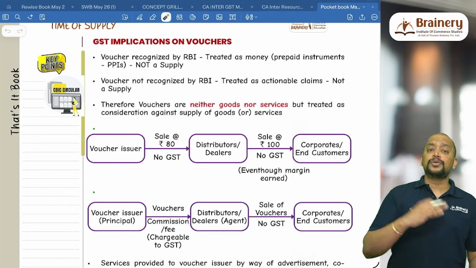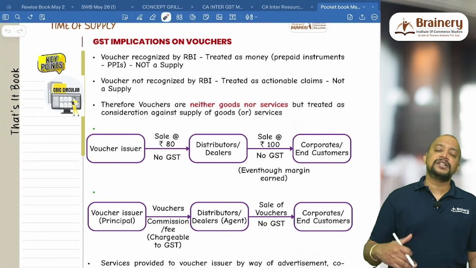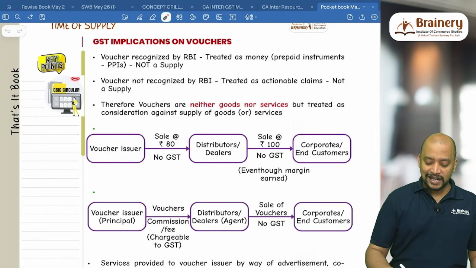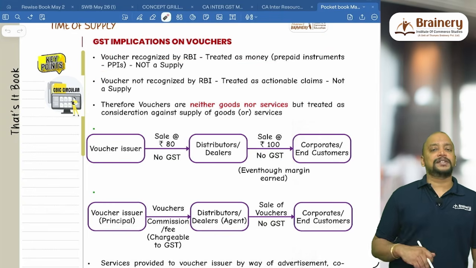So money is neither goods nor services. Due to that reason, it will be excluded from supply, which means that we are not required to pay GST in this case. So a voucher recognized by RBI is treated as money. Prepaid instruments are not a supply.